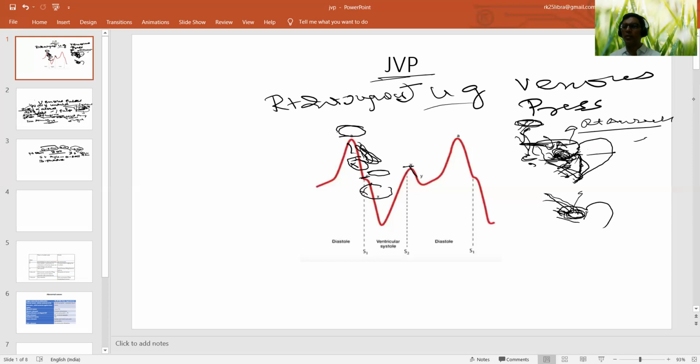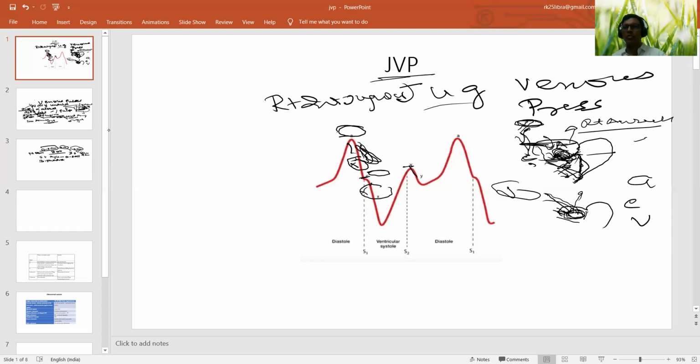This is where the blood is pooled up, and because of this pooling and the filling of the right atrium, you have another wave which is known as your V wave. So you have three waves: A, C, and V.